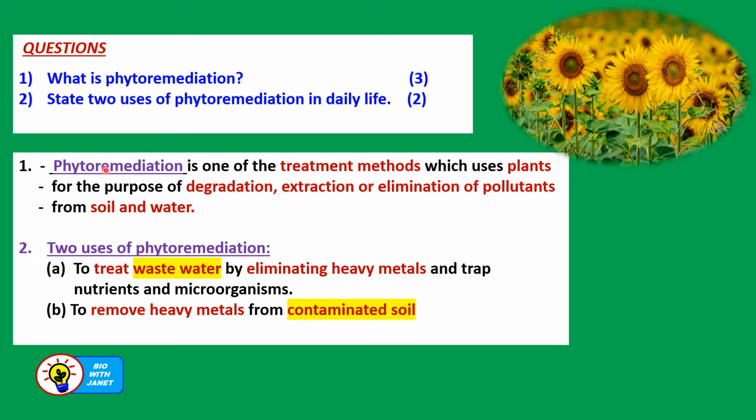So I've broken it down into 3 parts. So 1 mark for each section or each phrase here. So 3 marks. Now, what are the 2 uses of phytoremediation in daily life? So 2 uses of phytoremediation are to treat wastewater by eliminating heavy metals and to trap nutrients and microorganisms. And secondly, to remove heavy metals from the soil, okay, from water and from soil.